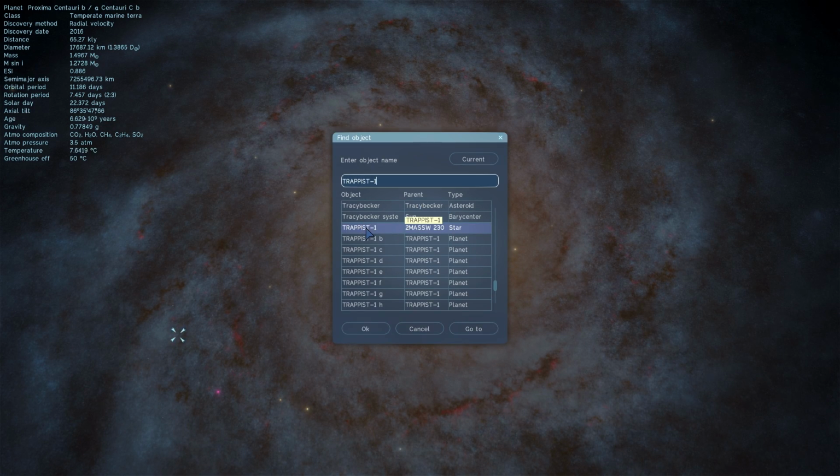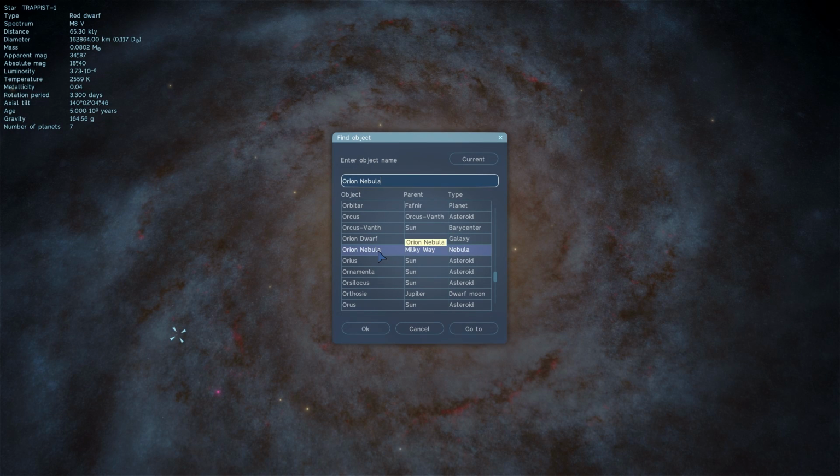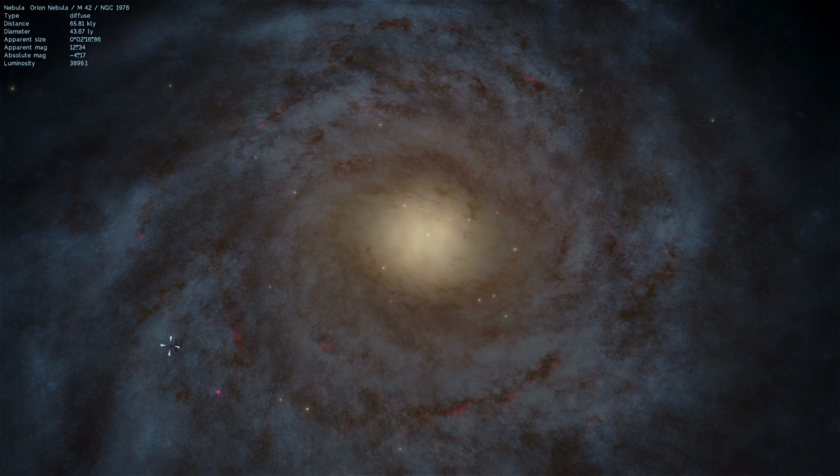The TRAPPIST-1 system with its seven planets is right there as well, in that similar location at a distance of 39 light years away from us. And the infamous Orion Nebula is slightly away right here. So as a matter of fact, the majority of famous stars and famous stellar objects are all going to be in this region right here.